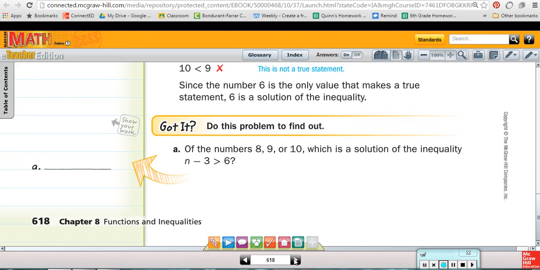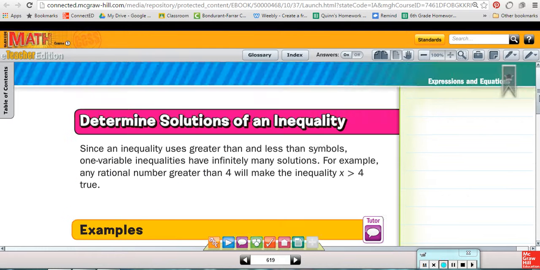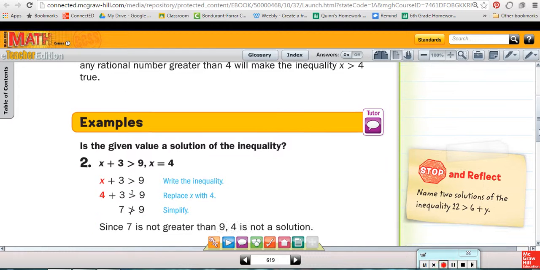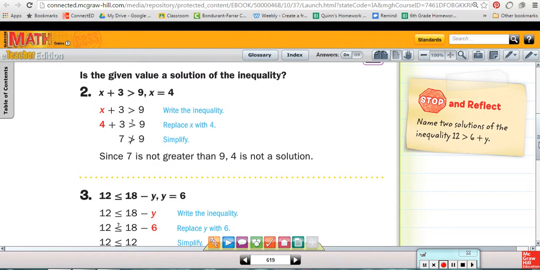Okay, let's look at page 619 then. This isn't going to change a lot, but it's going to change a little. Now we're going to look at, they've given us a solution, and they want to know if this is true. Pay attention here to how we're going to actually write this. So we're still going to substitute. They told me that x is equal to 4. So that means I'm going to put 4 in place of x, right here. So if I put 4 here, 4 plus 3 is? 7. Is 7 greater than 9? No. So we would say because 7 isn't greater than 9, 4 can't be a solution.